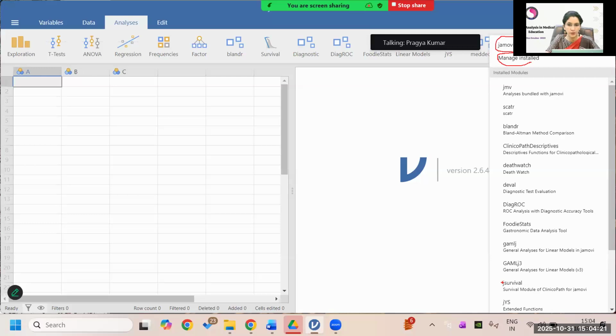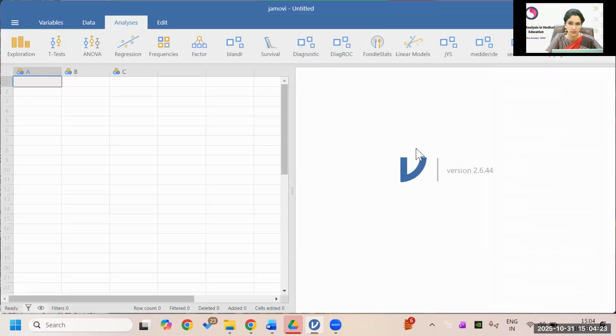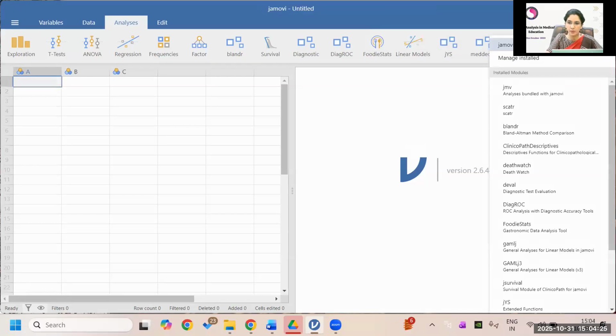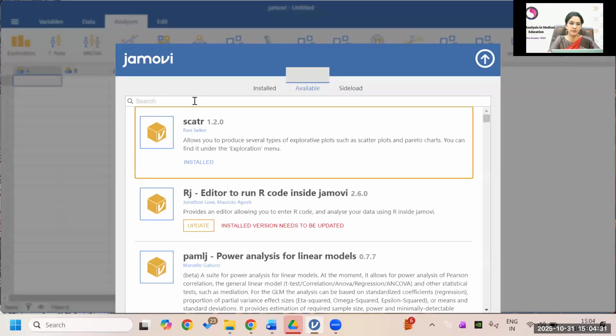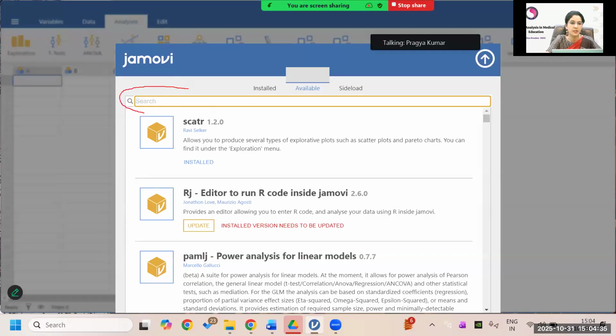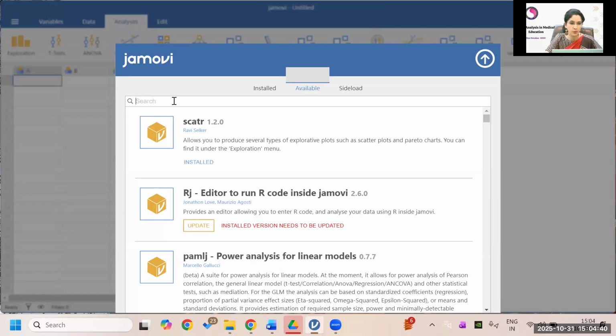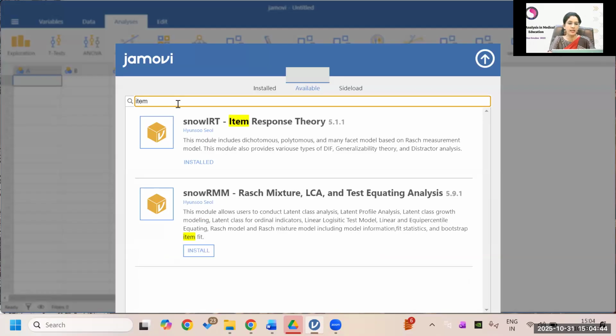So what you will do is go to library, click on this plus sign, go to Jamovi library, click this, and then type item. You can see a search bar here. You type item, because we have to do item analysis. Once you type item, it will show you this one, Snow IRT. Since this module is installed, that's why it is showing installed.